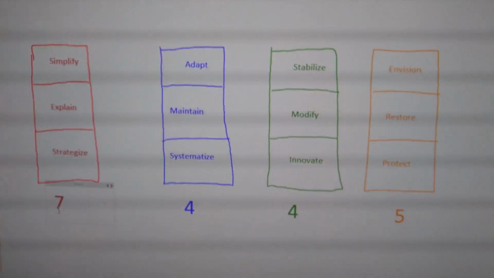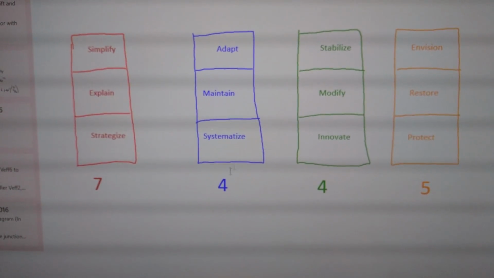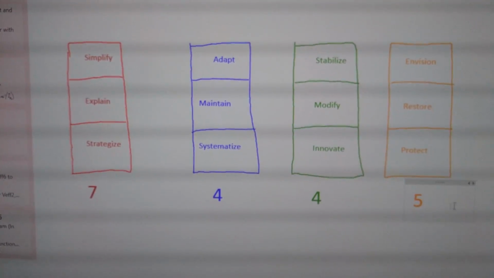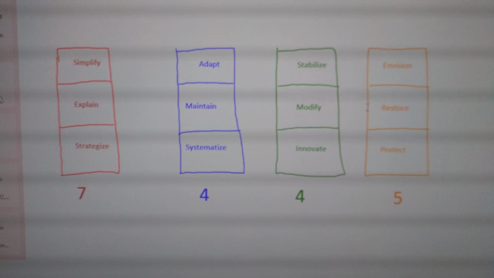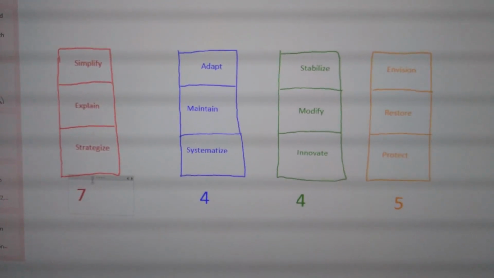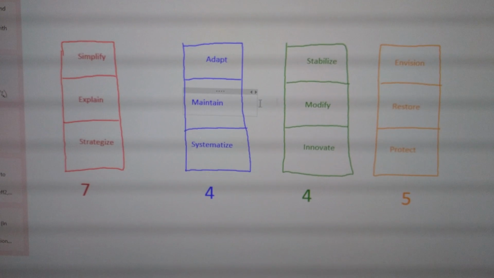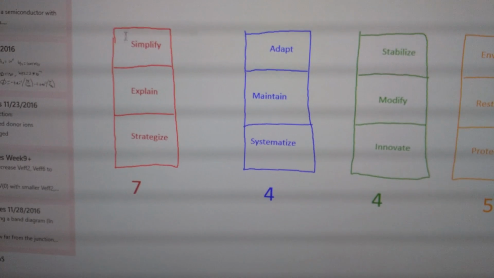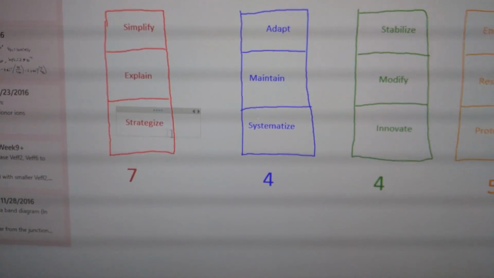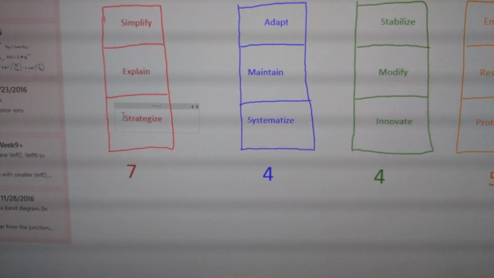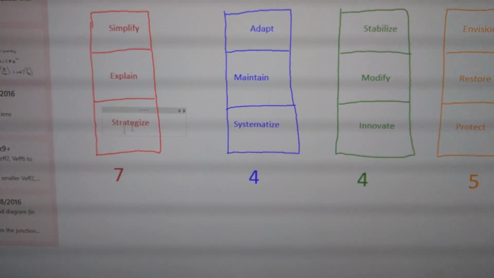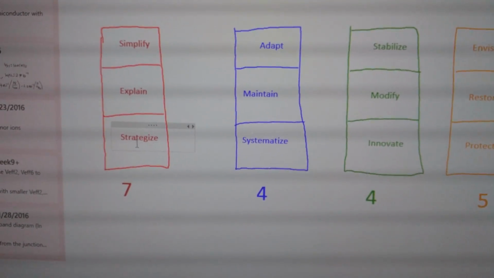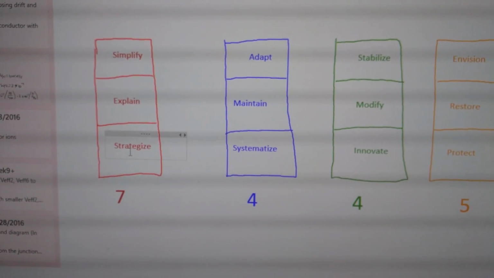Now, in my case, I got 7, which is strategize, 4, which would fall within maintain, 4, which would fall within modify, and 5, which would fall within restore. The interesting thing about this is I would technically constitute as a well-rounded person for the most part, except, of course, for fact finder. When it comes to fact finder, I fall in the bottom subcategory, strategize, which means I'm always looking into the facts before I start something.